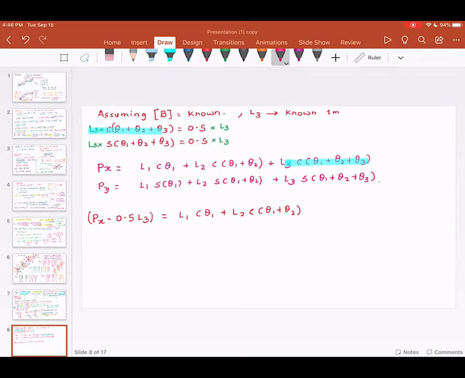So I would land up with one more expression, Py minus 0.5 L3 is equal to L1 sine theta 1 plus L2 sine of theta 1 plus theta 2. And I will pause here for a minute just to make sure that everyone understood this mathematical operation.